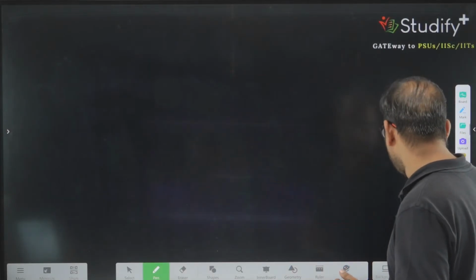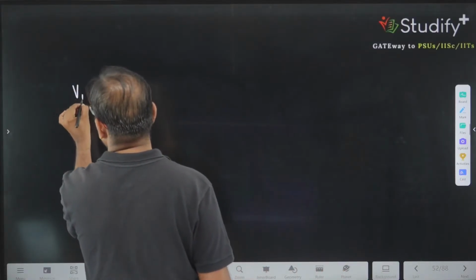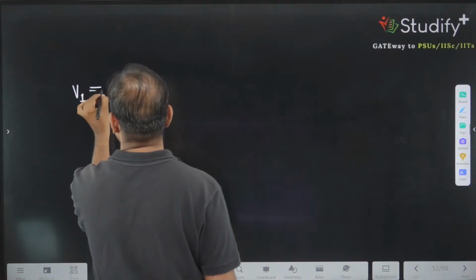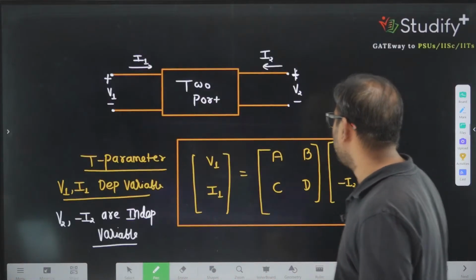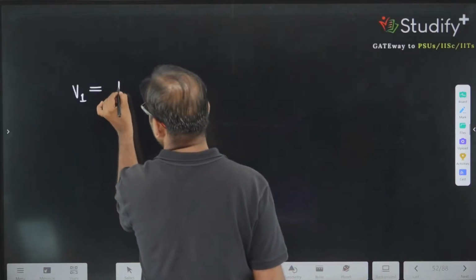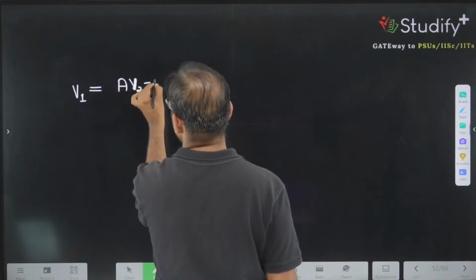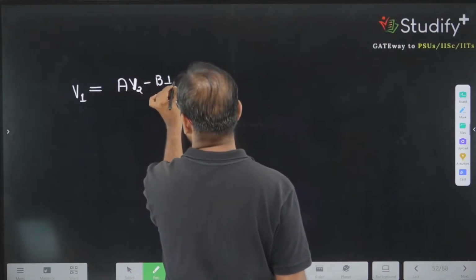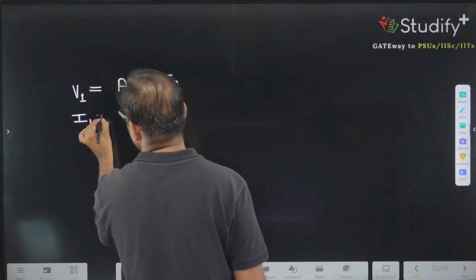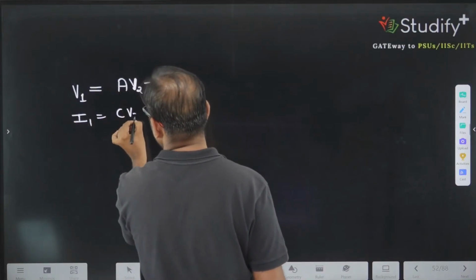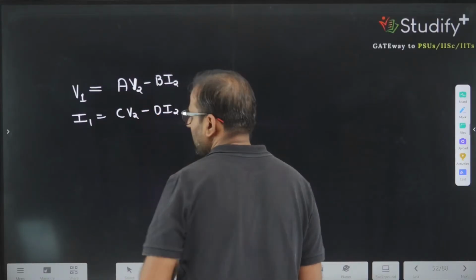Now let's go to this. How can we write V1? Converting this matrix into the equation form, you can say V1 is equal to AV2 minus BI2, and I1 is equal to CV2 minus DI2. These are two equations.